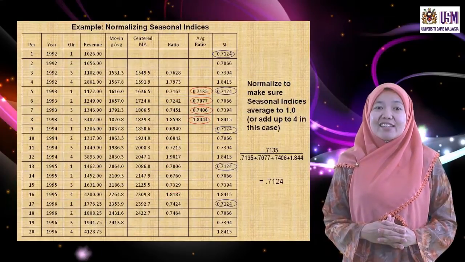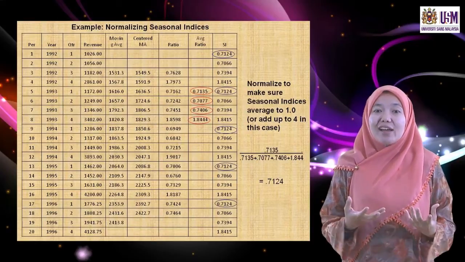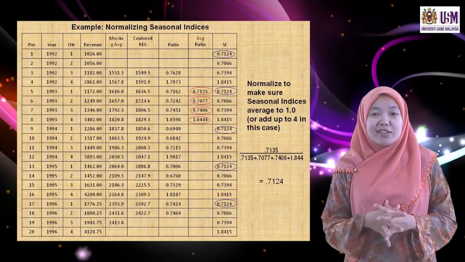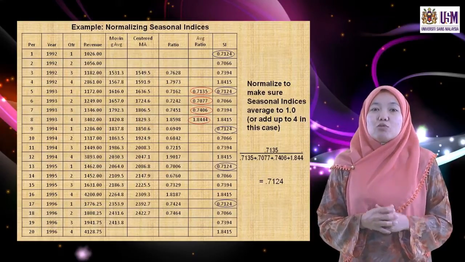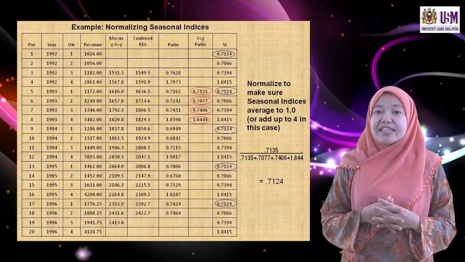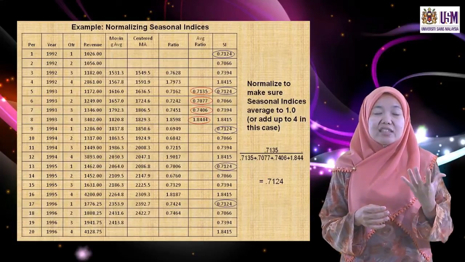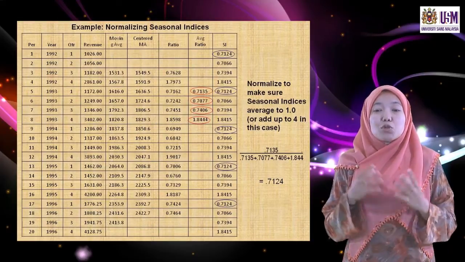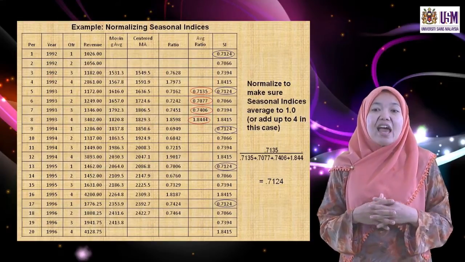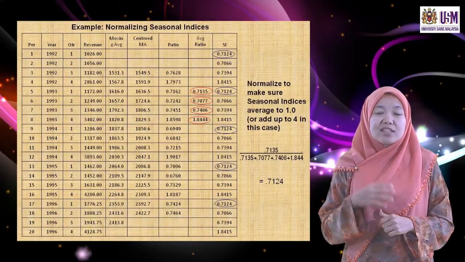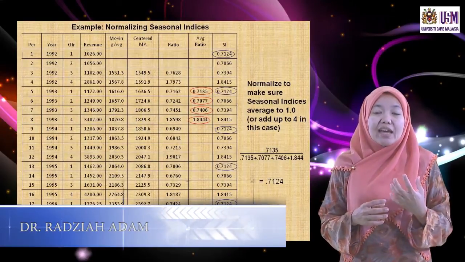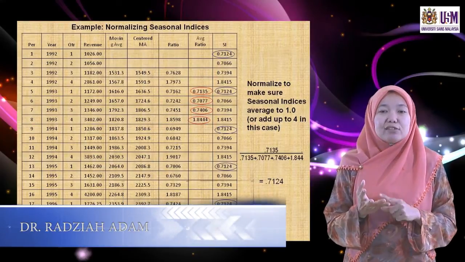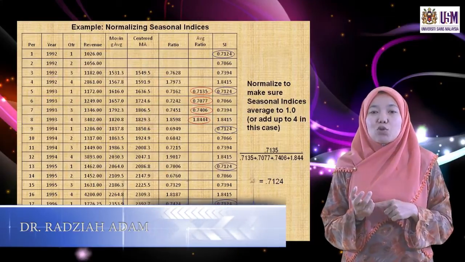Now let's look at the next step, which is to normalize your seasonal indices. This is where you need to add another column, but don't worry about that. Why do you need to normalize your seasonal indices? The four quarter seasonal indices that you already calculated just now, you need to normalize to make sure that your seasonal indices average to 1.0, or add up to 4 in this case. So the one that you have, 0.7135, that is the first quarter seasonal index.